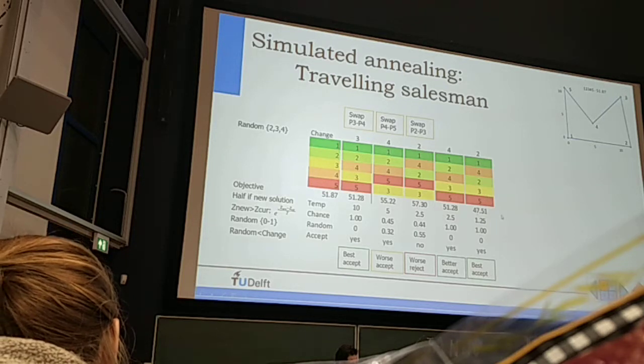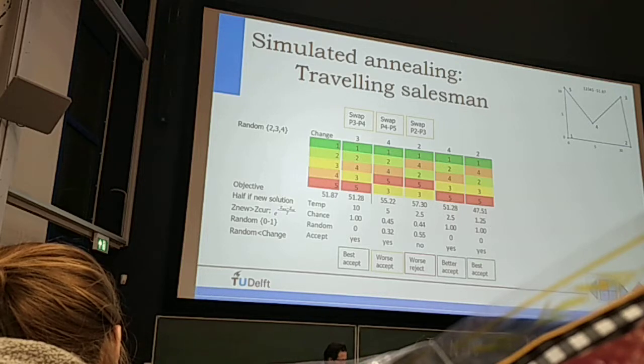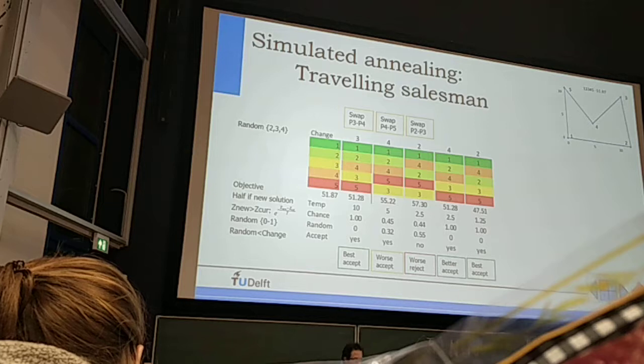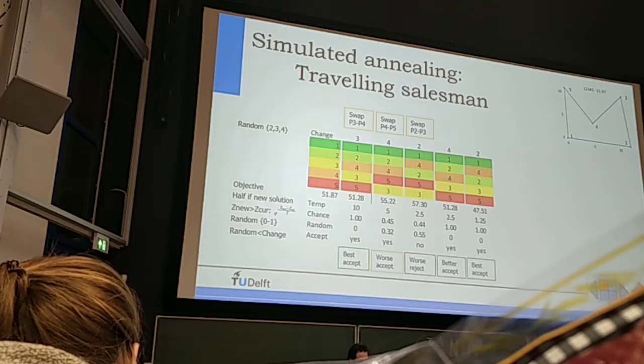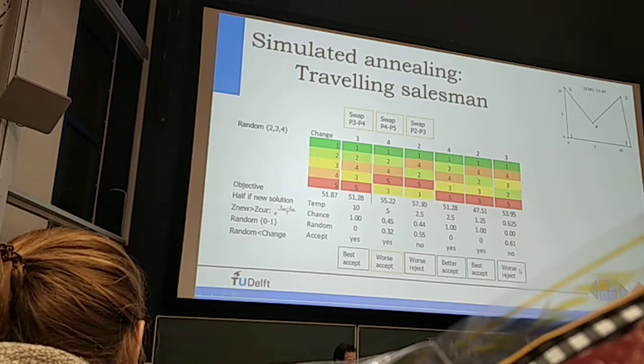In this case, we found the best solution, 47.51. It's a better solution, but it's also the best solution. So we'll always accept it. So the chance of acceptance is 1. Now we'll keep on looking.